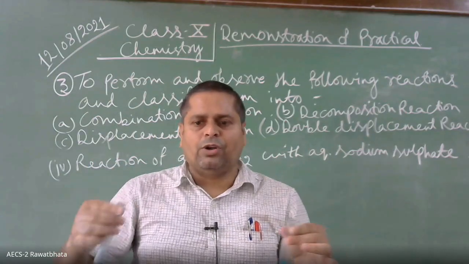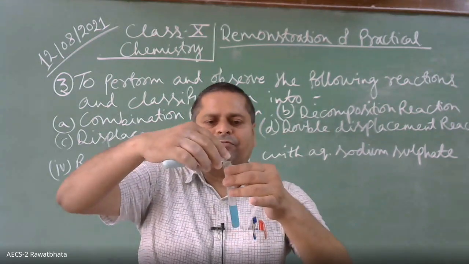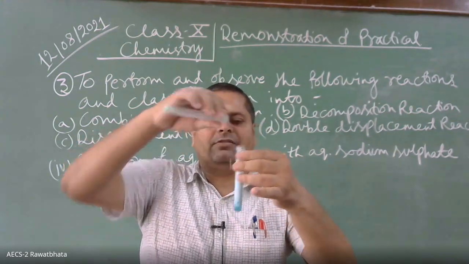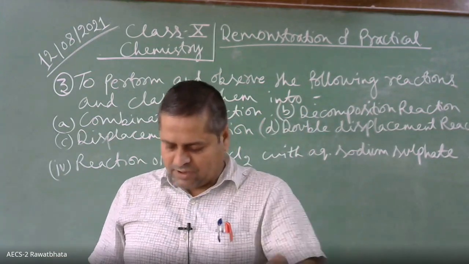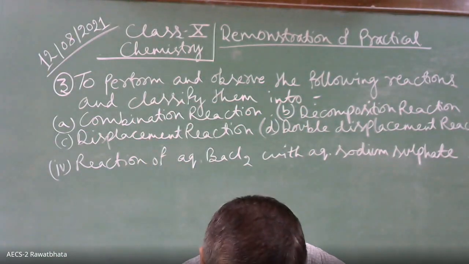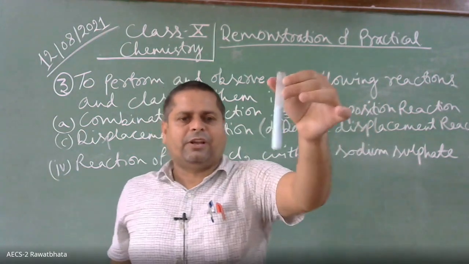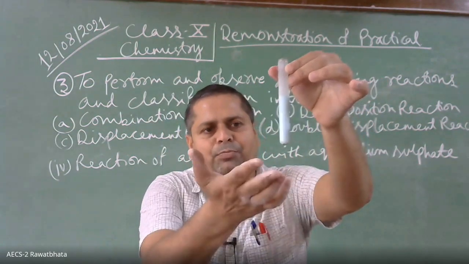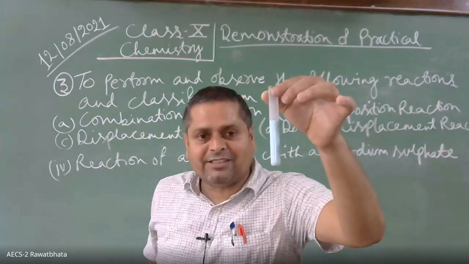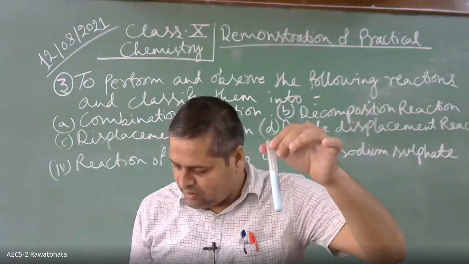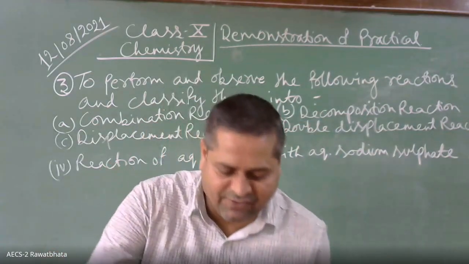Now we will add them into one another and then observe. See, children, we will mix this solution well, and then you can see that there is a milky deposit at the bottom. Can you see? What is that? Deposition of barium sulfate, precipitate of barium sulfate. Very good. White precipitate of barium sulfate is formed.